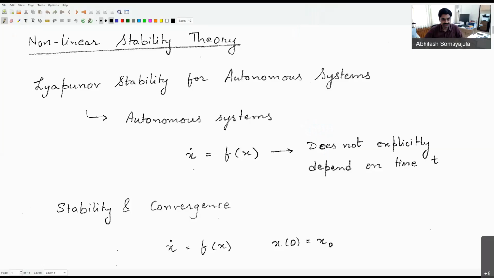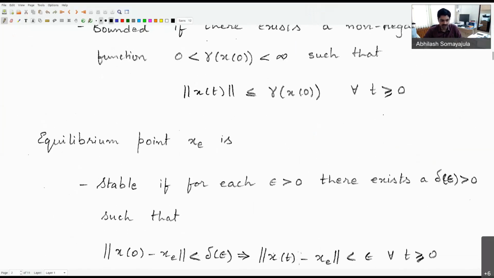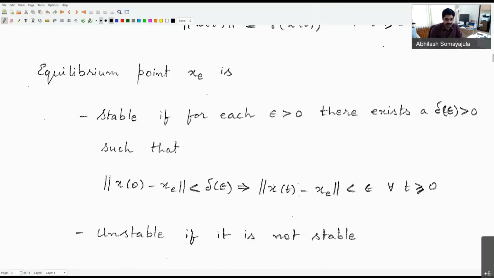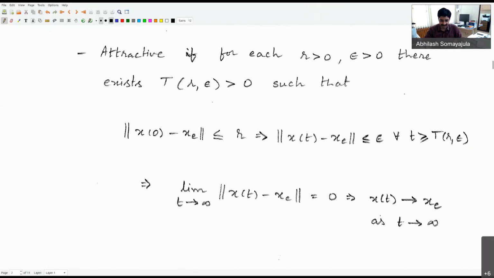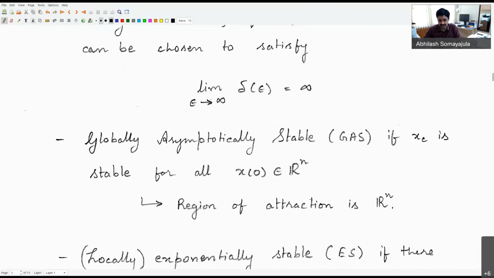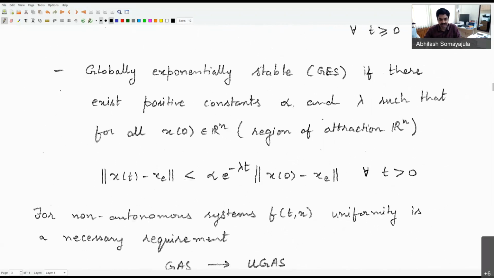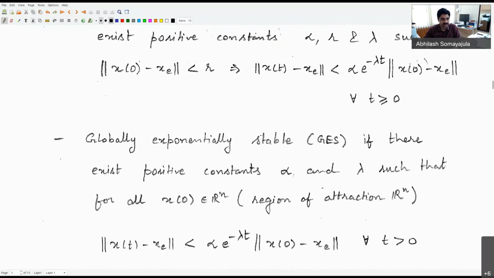So last class we were still discussing nonlinear stability theory, especially Lyapunov stability for autonomous systems. We were looking at different concepts with regard to an equilibrium point. We're trying to understand when an equilibrium point is stable, when it is unstable, when it is attractive, and when it is globally asymptotically stable, locally asymptotically stable, region of attraction, globally exponentially stable, locally exponentially stable. These are some of the concepts we looked at last time.